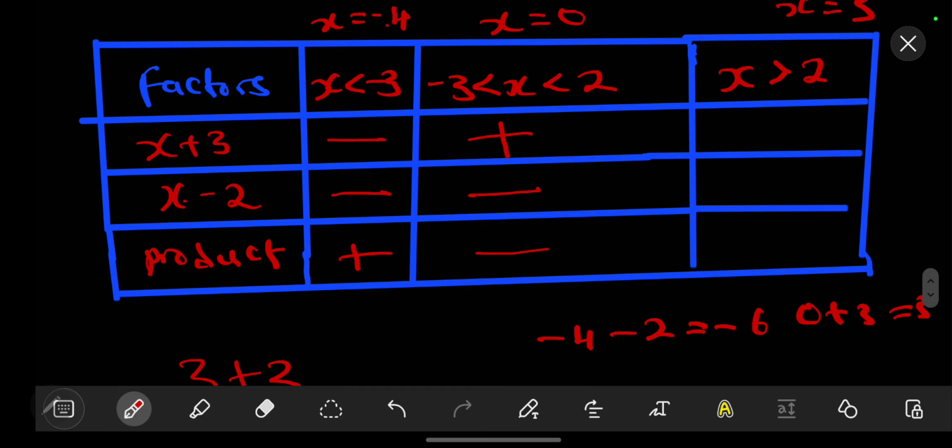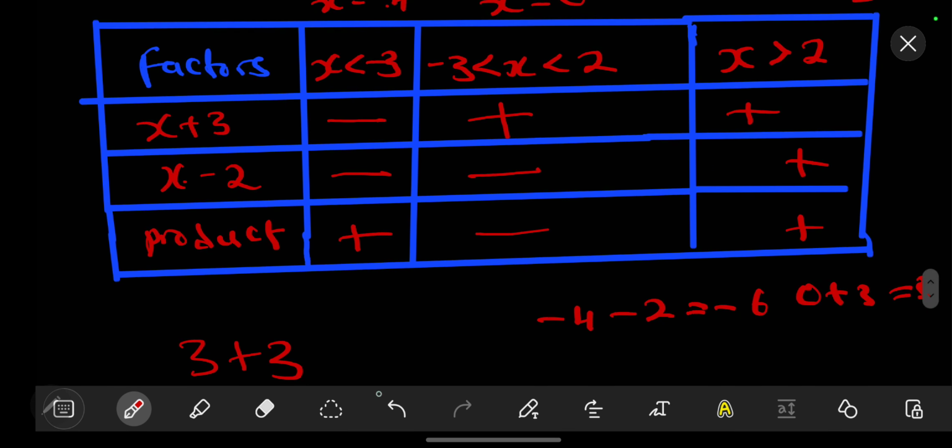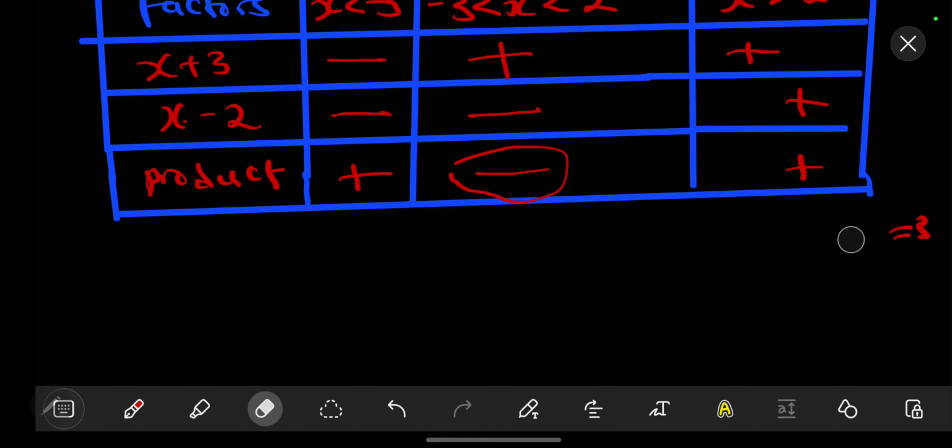3 plus 3 will give us, if we put 3 here, a positive 6, which we are going to write positive. Then if we put 3 here, it will be 3 minus 2, which will be equal to positive. Positive times positive will give us a positive like that. So now, if you look here, we are going to take our negative. Why take the negative? Because they are telling us that the product of the two brackets should be less than 0. So we have the x plus 3 and our x minus 2.